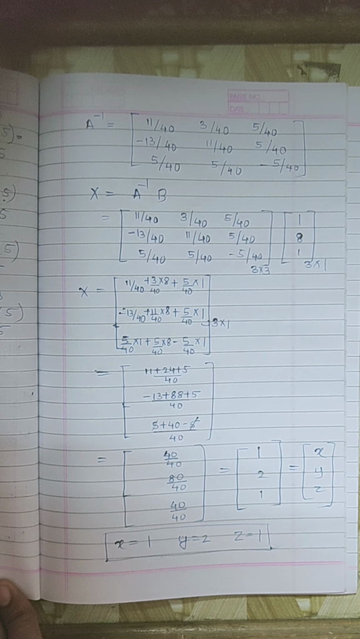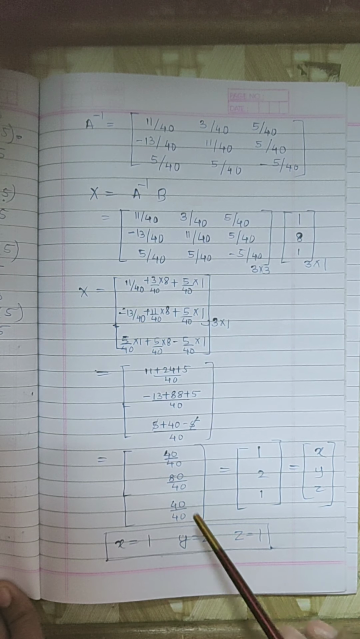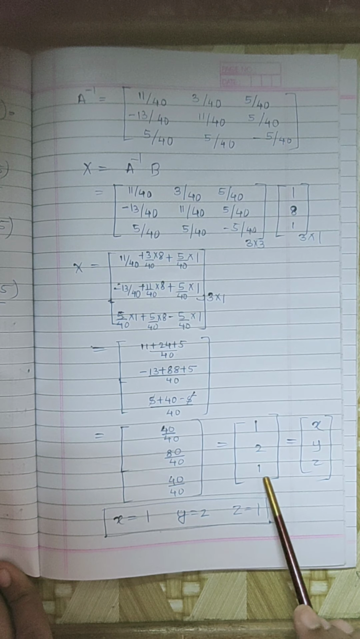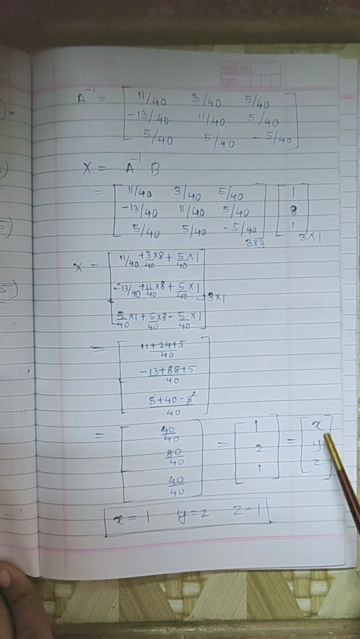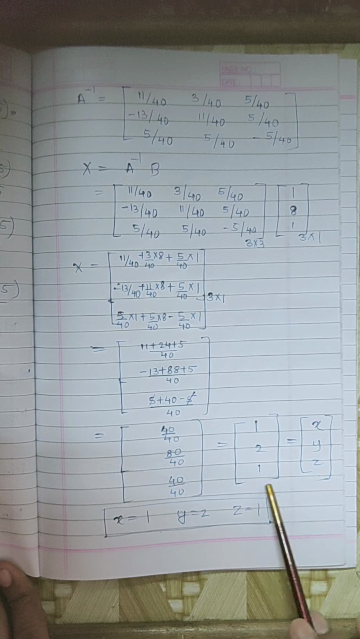Now do the calculation. See, the denominator is the same, add the numerators. So you will get 11 plus 24 plus 5, that is 40 upon 40, 80 upon 40 and 40 upon 40. So that is 1, 2, 1. But what is our X? X, y, z. So equate it. X is equal to 1, y is equal to 2 and z is equal to 1. Now substitute these values of x, y, z in any one of the equations and see that LHS is equal to RHS. So this is called the inversion method.